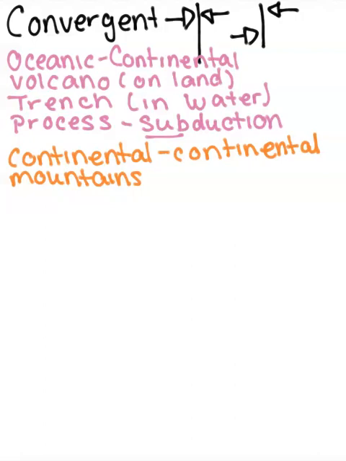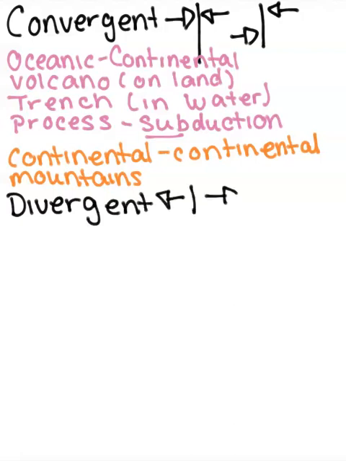Okay, our next boundary type is divergent. Divergent means that the plates are moving away or they are separating. So we have two types of divergent boundaries that we look at. The first one is oceanic. And with an oceanic divergent boundary, we are going to see an ocean ridge.